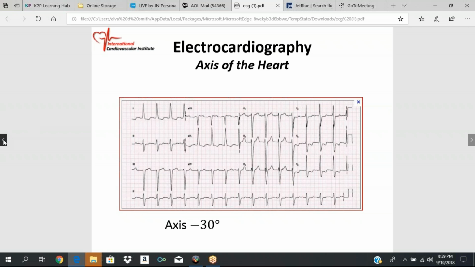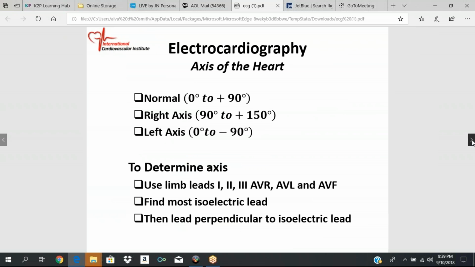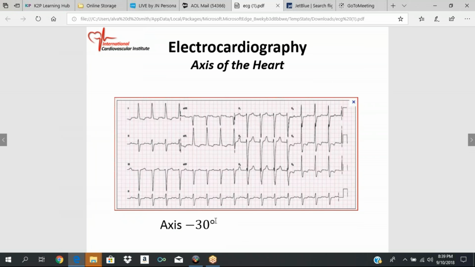All right, let's go back. Lead 1 is right here, lead 2 is there, AVL is there. We said that the most isoelectric lead was lead 2. Perpendicular to lead 2 is AVL, so if you have your little cheat card, you can see that immediately. AVL subtends an angle of minus 30, so your axis is minus 30, and the patient has a left axis deviation.